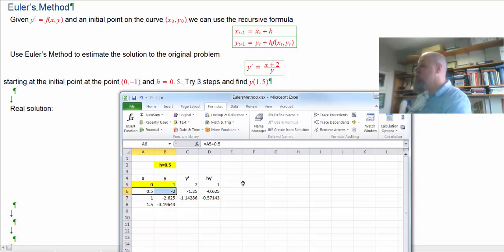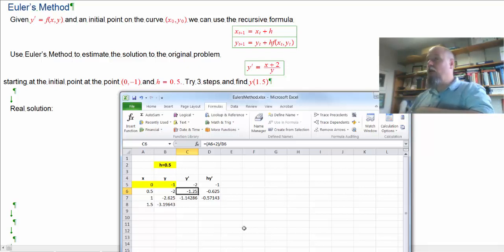Here's the new point. This new point, a half, minus 2, now I can start the algorithm again. I can find the tangent slope at that point, plug in x is equal to a half and y is equal to minus 1, and I calculate that the slope is equal to minus 1.25. That means if I move over 1, I would drop down 1.25, but I'm moving over a half, so I drop down 0.625. So new y is equal to old y plus h y prime.